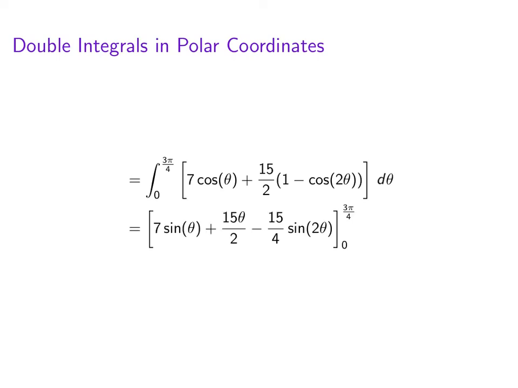This is what an antiderivative will look like. I'm going to spare you all the gory details. You can check this out. If you plug in the 0 and the 3 pi over 4, you end up with a final answer of (30 plus 28 root 2 plus 45 pi) all over 8. Don't take my word for it. Double check to make sure everything looks okay. Okay, that's all for now.